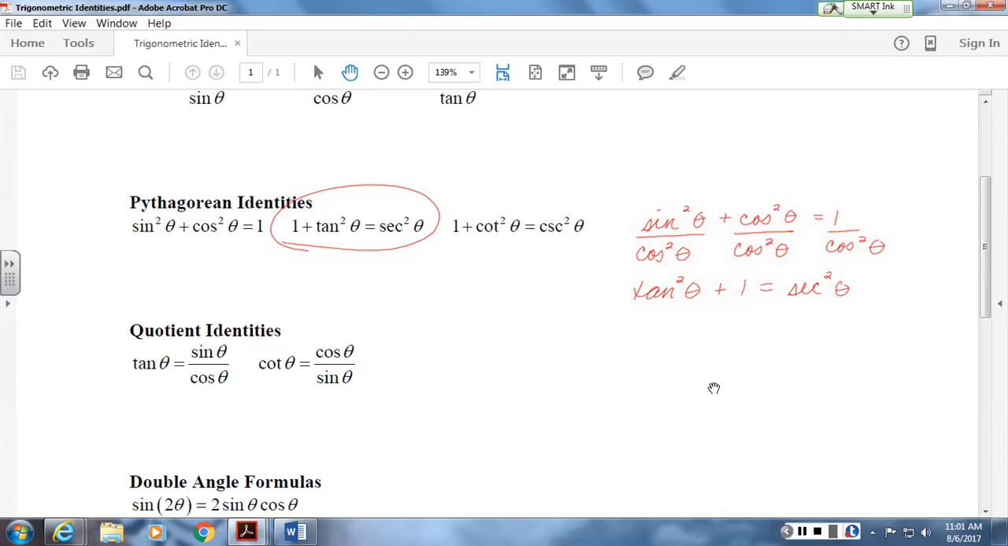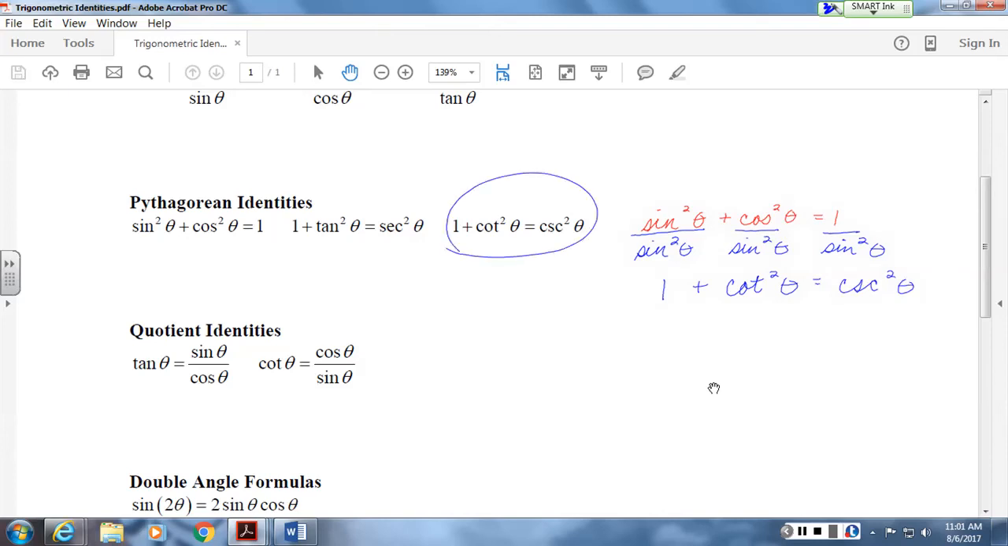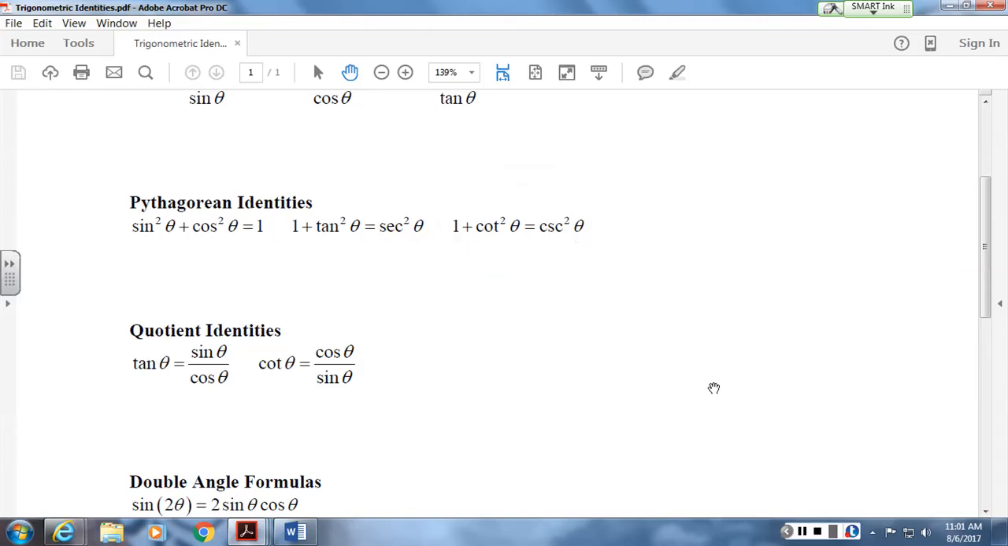We could do the same thing to get to our last identity there, except instead of dividing by cosine squared, we would divide everything by sine squared theta. And that would give us 1 plus cosine divided by sine is cotangent, and 1 divided by sine is cosecant, and again it's being squared. Again, that yields that last Pythagorean identity. So if you know one of them and how to get the other 2, you should be fine. But again, these are things that you're supposed to know coming in.